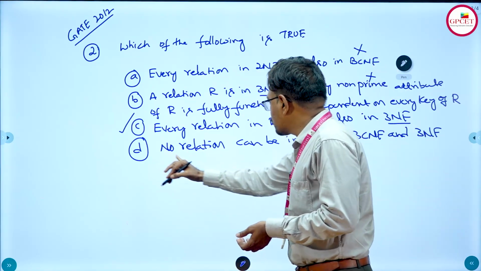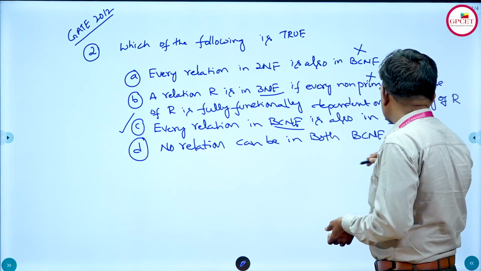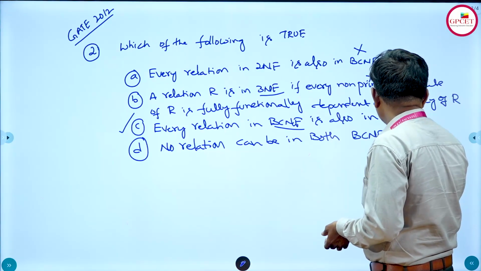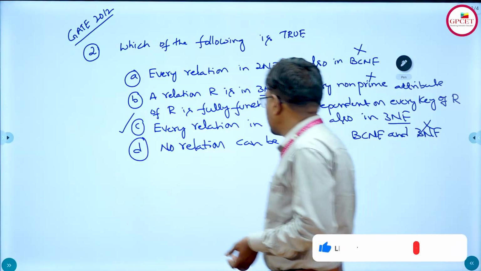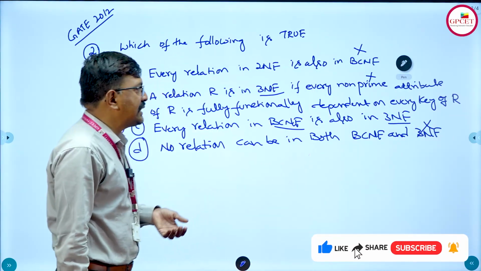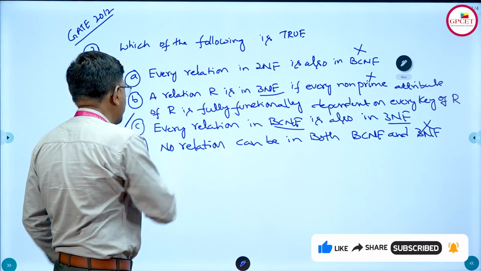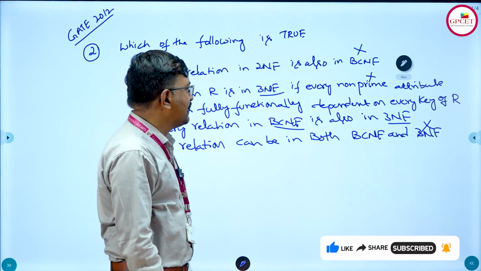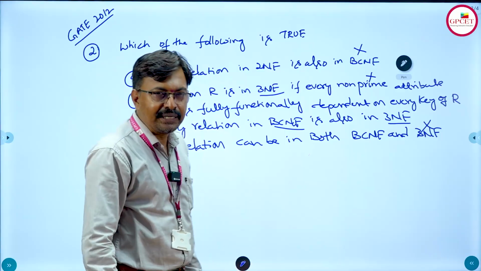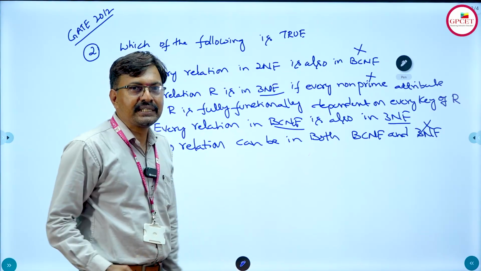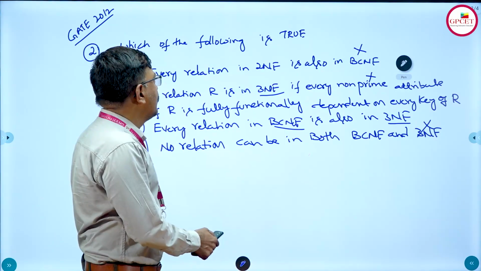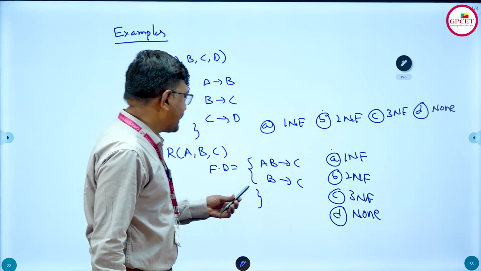Right. The last one: no relation can be both BCNF and 3NF. No, this is also false. No relation can be in both BCNF and 3NF. Okay, that is the correct option, the third option: every relation in BCNF is also in 3NF. That plays a very important role. That is the difference between 3NF and BCNF. Okay. Right. Next, practice examples.